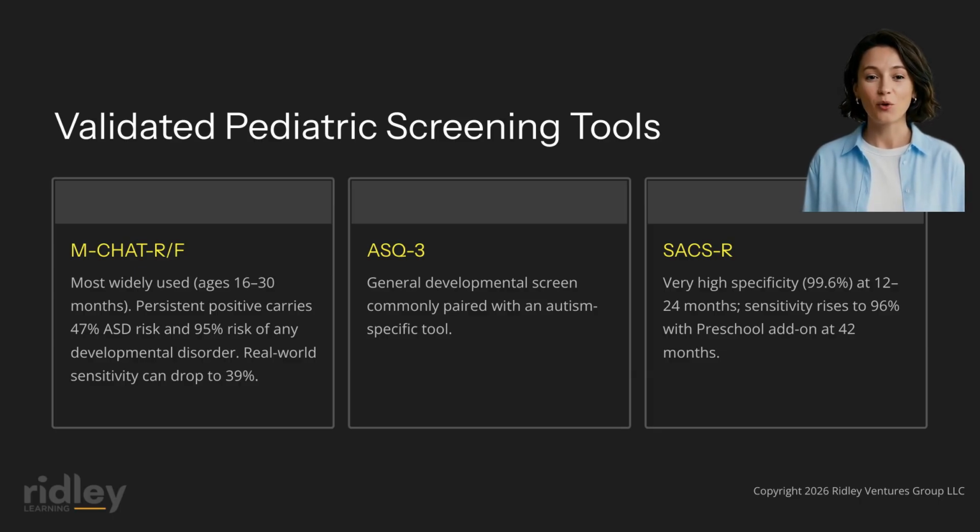It's commonly paired with an autism-specific tool rather than used as a standalone ASD screener. The Social Attention and Communication Surveillance, Revised, known as the SACS-R, adds complementary capacity at the very young toddler range. Barbaro and colleagues' 2022 JAMA Network Open evaluation of SACS-R in more than 13,000 Australian toddlers found sensitivity of 62% and very high specificity of 99.6% at 12 to 24 months, meaning it misses about 1/3 of autistic toddlers but almost never flags a non-autistic child.